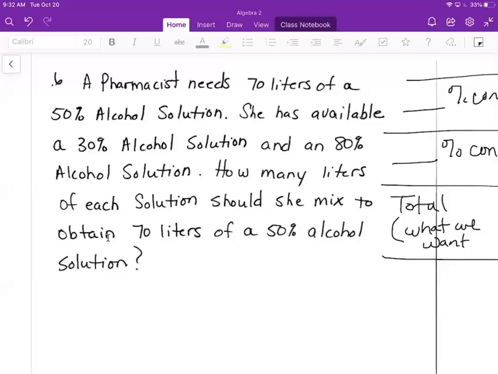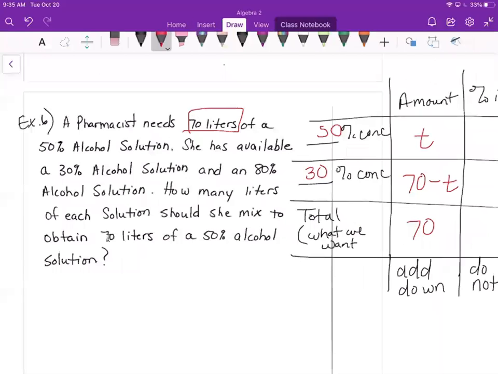So we're going to call the first concentration T. I always use T for these problems. Well, if the first is T and we have another amount that we're adding in, we want to make a total of 70. The second one would be 70 minus T. So if you're adding a certain amount of the first concentrate and you want it to add to make 70, you can just subtract that first amount from 70 to get the second amount.